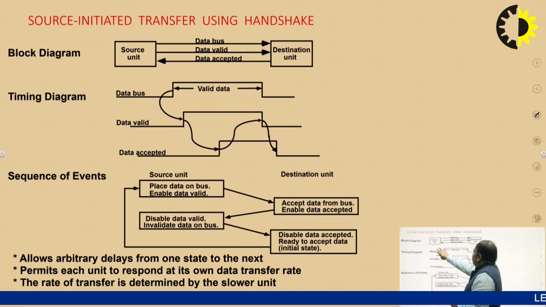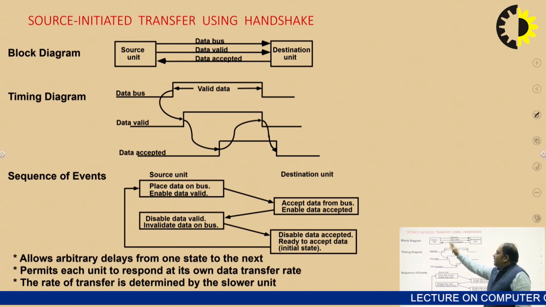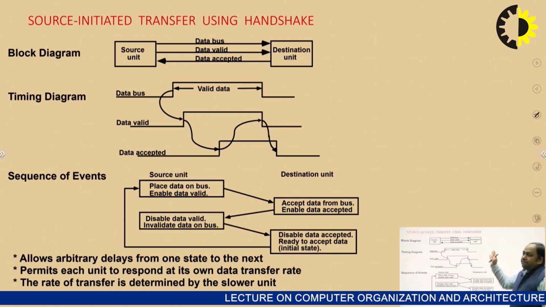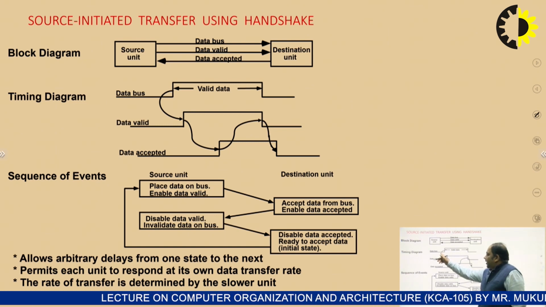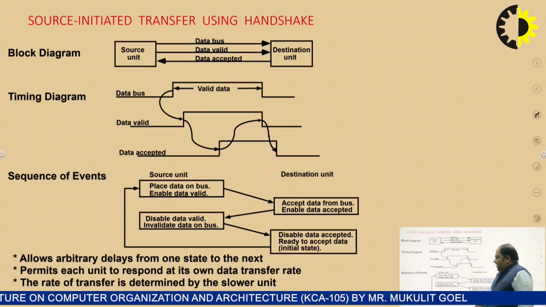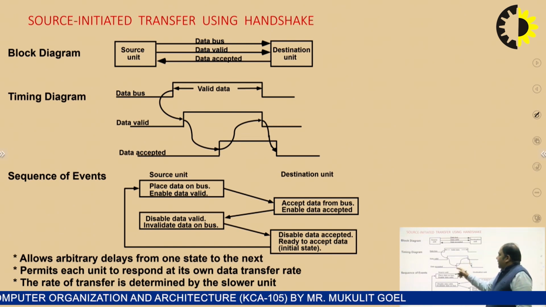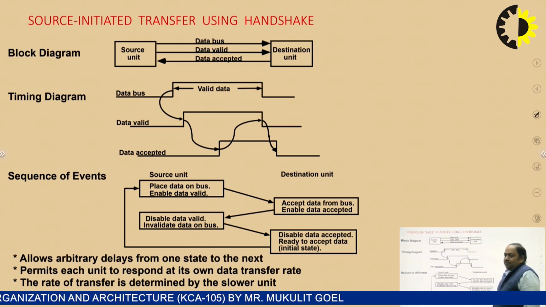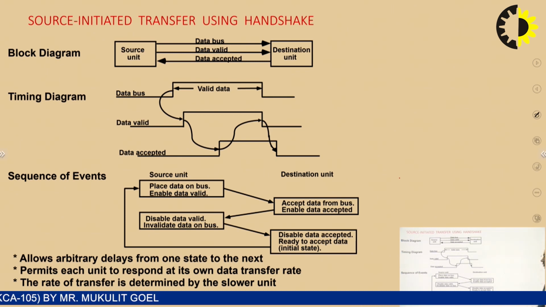The transfer can be initiated in two ways, one by the source and another by the destination. In handshake, as I told, the source initiates the instruction, loads the instruction on the bus, validates the data, and also receives the acknowledgment that this data is accepted by the destination unit. As you see in the timing diagram, first data is loaded, then data is validated. After validation, the data reaches the destination. The destination unit accepts the data and sends the information back to the data valid, and then it goes to the destination for execution. What is the sequence of events?